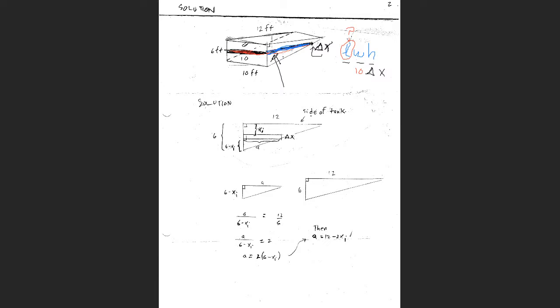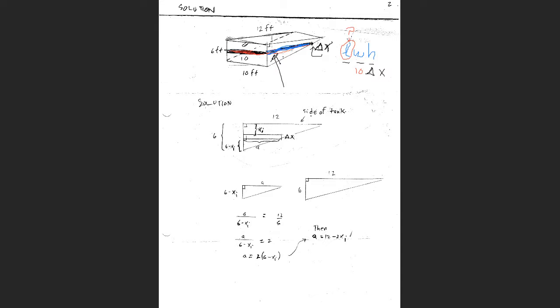So just like with the problem with the cable, we took the cable and broke it up into a bunch of little pieces of cable, each delta y. We're doing the same thing here with the volume of water. We're taking all that water and breaking it up into layers of water. Each layer of water will be delta x high. So the question is now, how do we find the length? Well, what we have to do is use similar triangles.